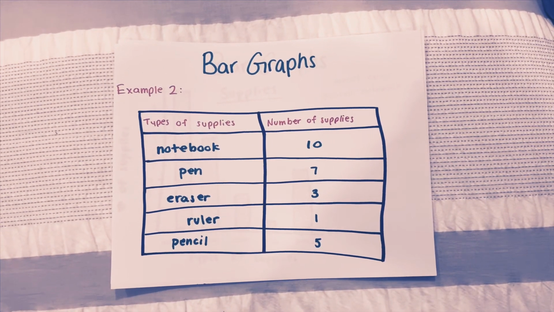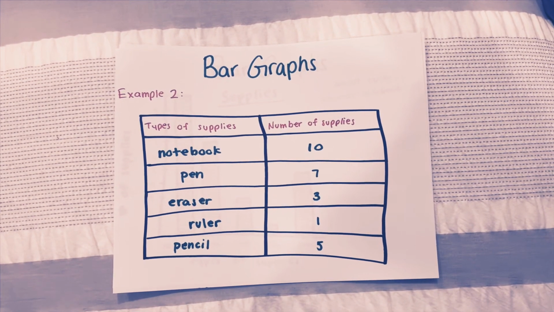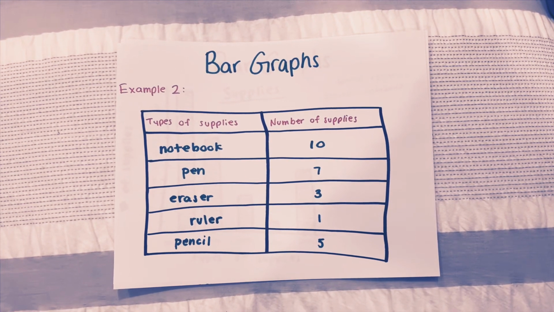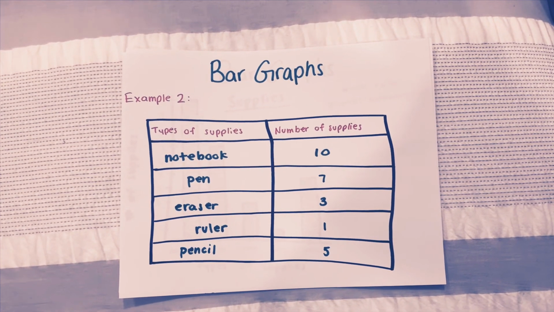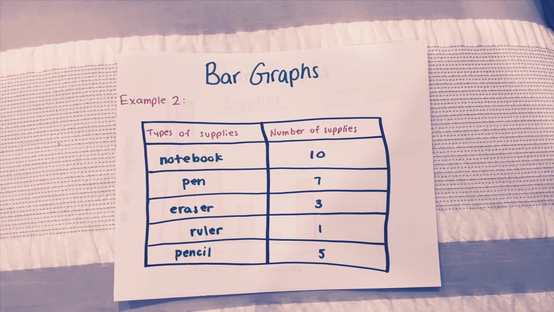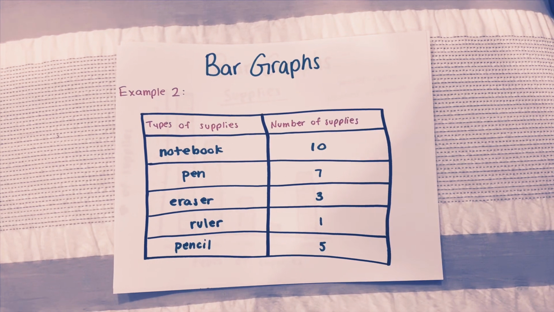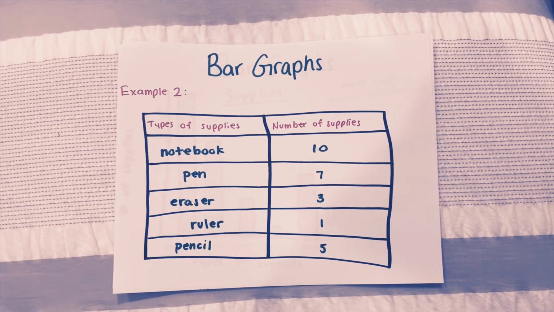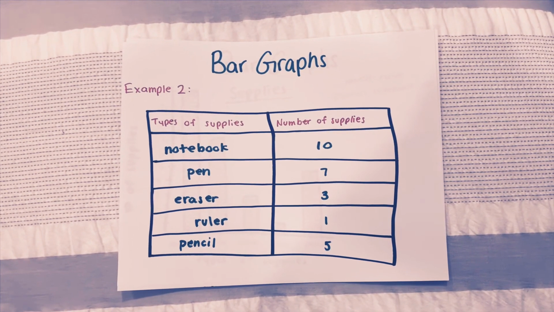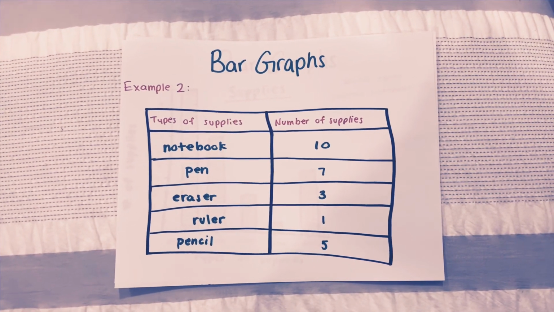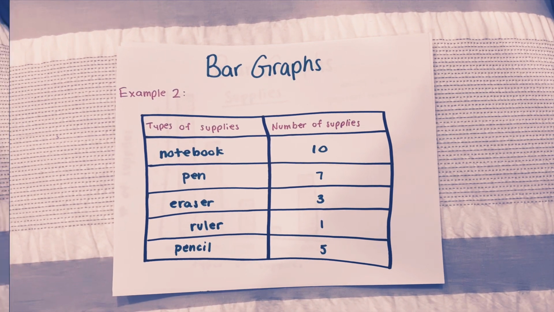Example number 2. To my left side is types of school supplies that are usually essential to students during the school year. I have a notebook, pen, eraser, ruler, and a pencil. To my right side is the students that voted of how many use these supplies. 10 voted that they use notebook, 7 voted that they use a pen, 3 voted that they use an eraser, 1 voted that they use a ruler, and 5 voted that they use a pencil.